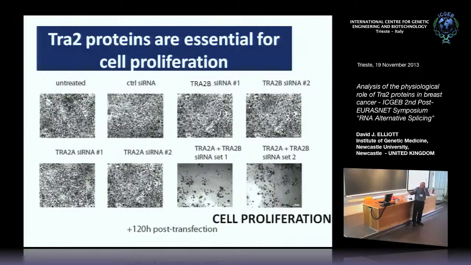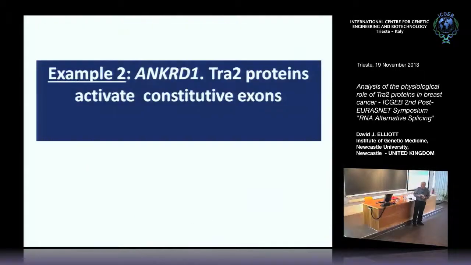And interestingly, if you just single deplete either Tra2 beta or Tra2 alpha, you see no effect on cell proliferation, which again shows that these two proteins can compensate for each other. Now, the second exon I want to tell you about is an exon in a gene called ANKRD1.